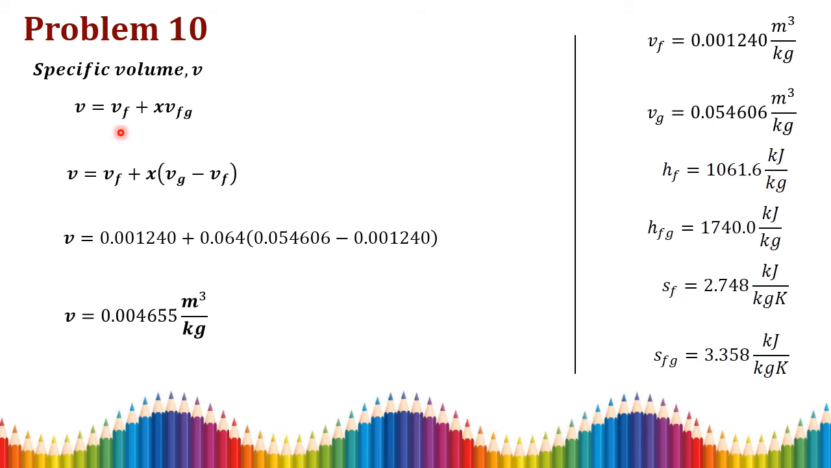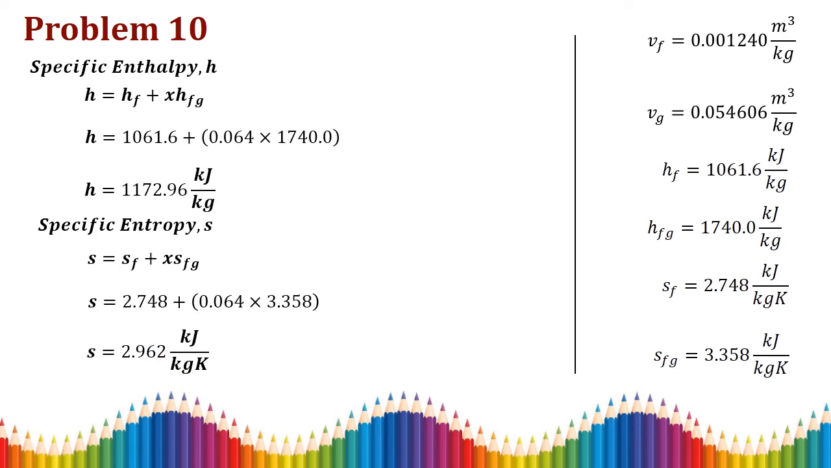Then V is equal to Vf plus X into Vfg, where Vfg can be written as Vg minus Vf. So substitute all those specific volumes here to get the specific volume as 0.004655 meter cube per kilogram. And specific enthalpy, H is equal to Hf plus X into Hfg, and Hf and Hfg are taken from the table. The temperature T is equal to 250 degrees Celsius, and X we have found as 0.064. Substitute those values to get the specific enthalpy as 1172.96 kilojoule per kilogram.